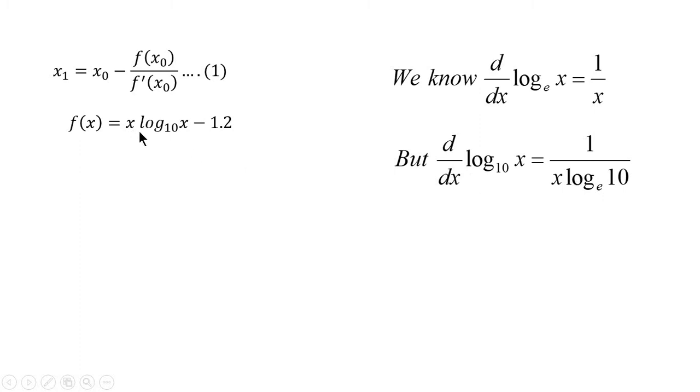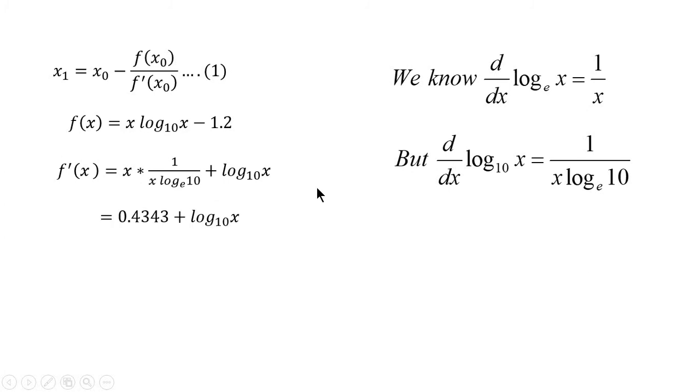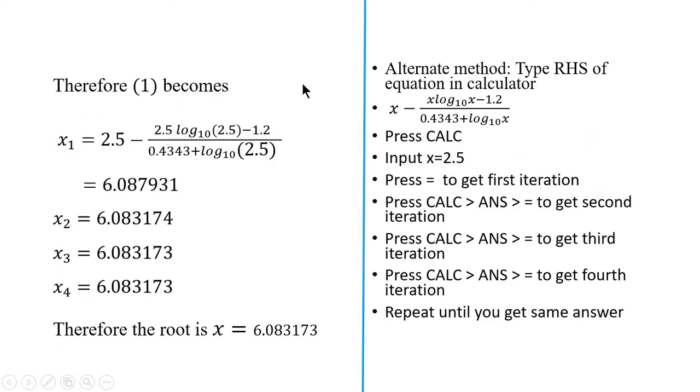Okay, let us use product rule. F dash of x, using product rule, we get this. Cancel x and x. And 1 by log 10 base e is 0.4343 using natural logarithm. So this is our f dash of x and this is our f of x. Okay, you can type these in your calculator.